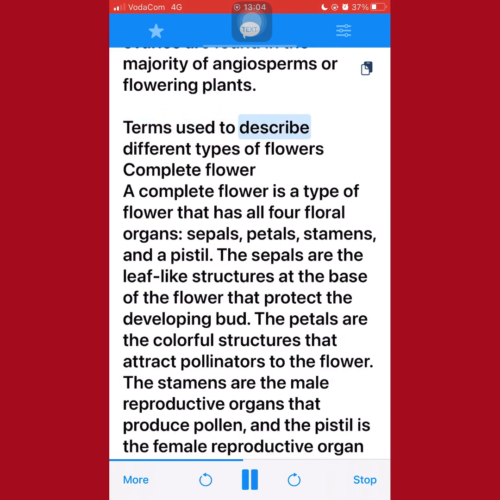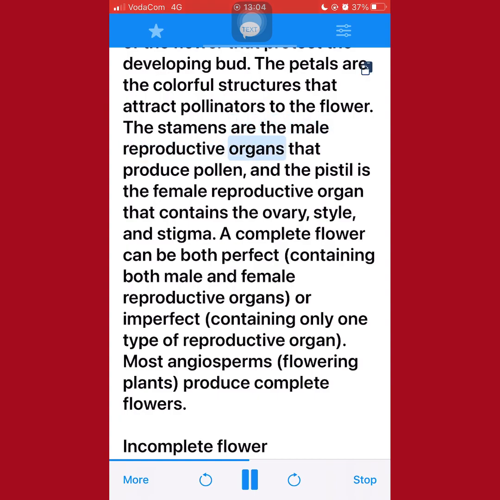Terms used to describe different types of flowers. Complete flower. A complete flower is a type of flower that has all four floral organs: sepals, petals, stamens, and a pistil. The sepals are the leaf-like structures at the base of the flower that protect the developing bud. The petals are the colorful structures that attract pollinators to the flower. The stamens are the male reproductive organs that produce pollen, and the pistil is the female reproductive organ that contains the ovary, style, and stigma.